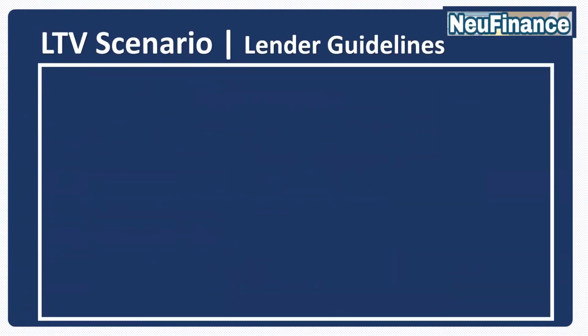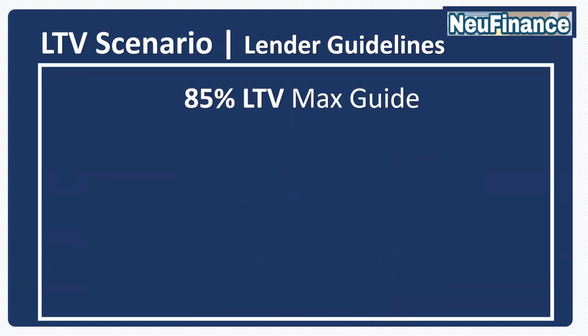Now let's get into the lender guidelines. Just remember that number, 87.5%. That's what the borrower is requesting. Now let's look at what a lender would typically say: this is where our maximum is. Let's say a lender will say, based on your experience, we will give you 85% loan to value. This is the maximum we're willing to give to a borrower such as yourself.